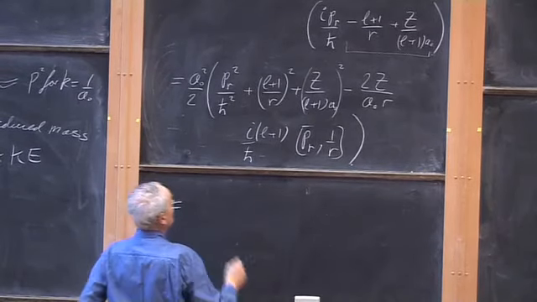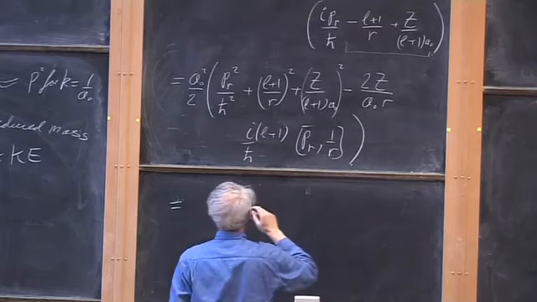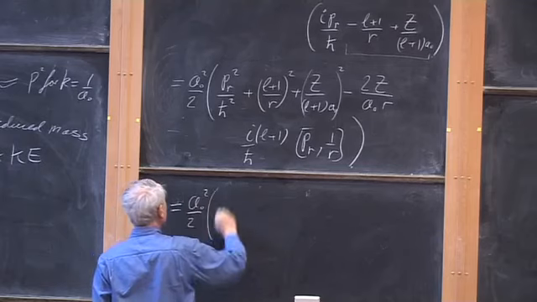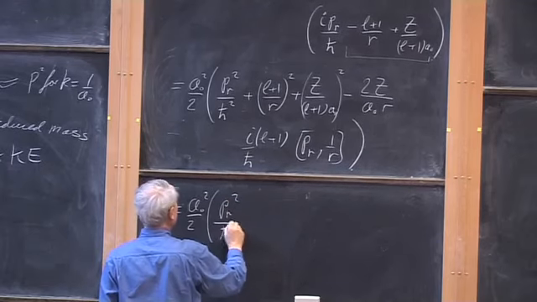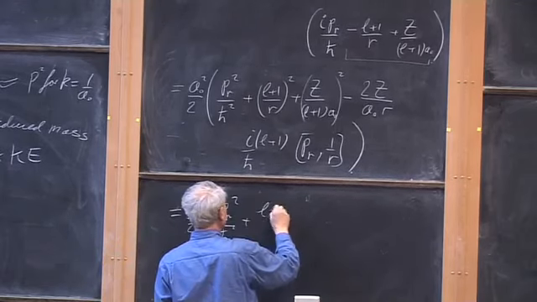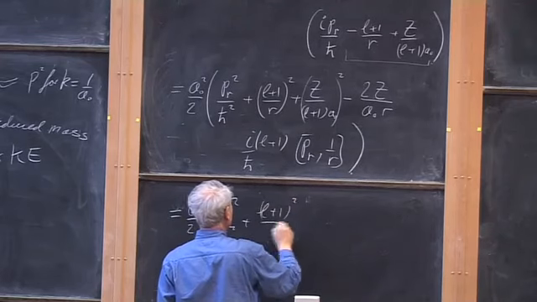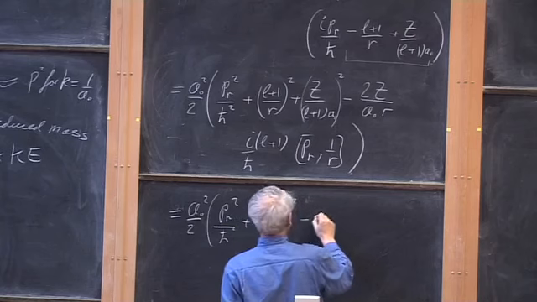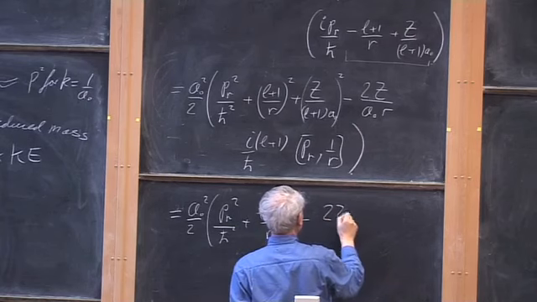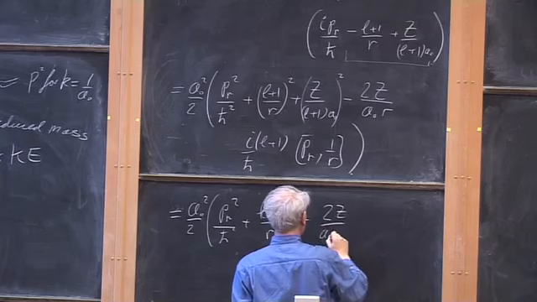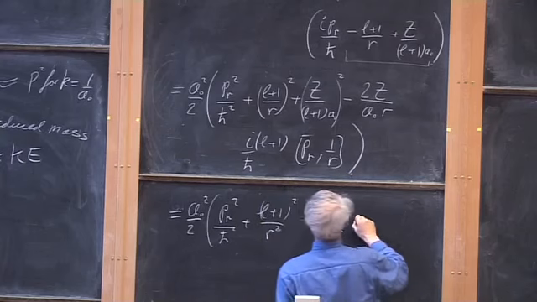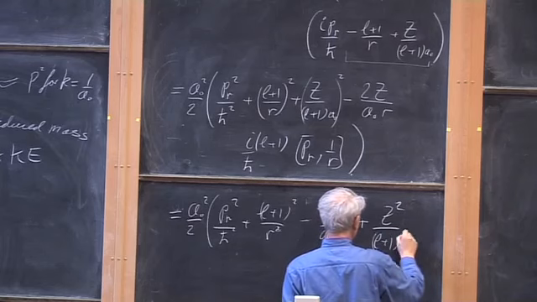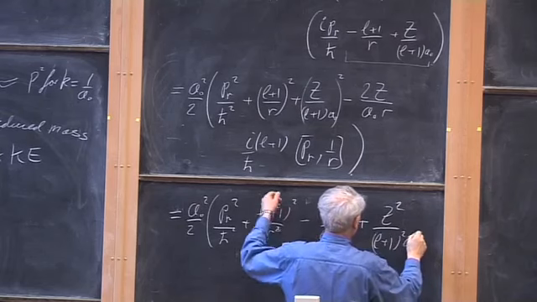So that's going. So what is this going to come to? Well, let's rearrange things. A0 squared over 2, P_r squared over h bar squared, plus (l plus 1) squared over r squared, minus, I'm going to put this one down next, 2Z over A0 r, then this term plus Z squared over (l plus 1) squared A0 squared.